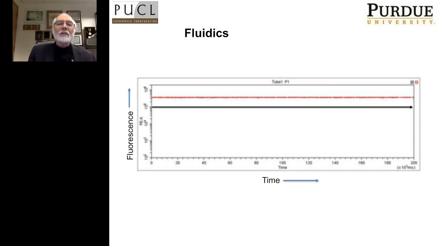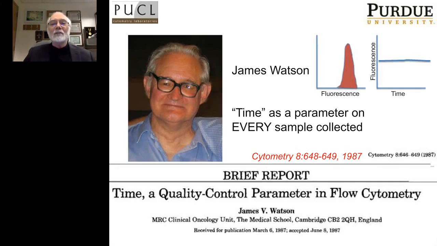Now, this raises an interesting question, and I can't resist a little bit of education on this issue, because it always concerns me that when I'm talking to people about flow cytometry and quality control, I just don't hear something that should be fundamental on every single instrument. Every single sample that's run on a flow cytometer should be collecting time as a parameter. And there's absolutely no excuse for not having time as a parameter on every single sample that's run. The reason is, this has been known for 30 years.